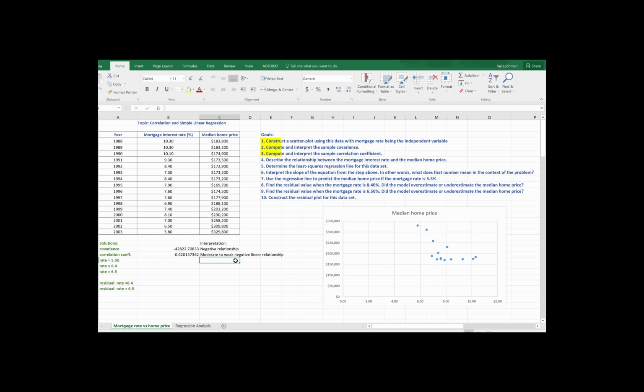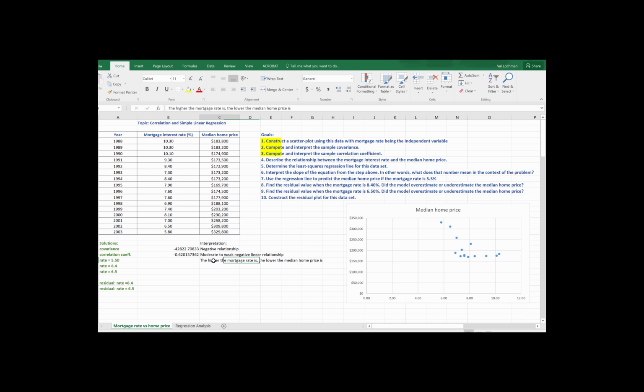Okay, so that's done. So describe the relationship between the mortgage interest rate and the median price. So what would I type here? I would say the higher the mortgage rate is, the lower the median home price is. That's a reasonable statement. I don't want to say that the relationship is linear just yet. Okay, we're not sure if a linear relationship is appropriate here. Okay, and this coefficient suggests that maybe not. Okay, it's not close enough to -1. Nonetheless, we can still come up with a model, with a linear model for this set of data.